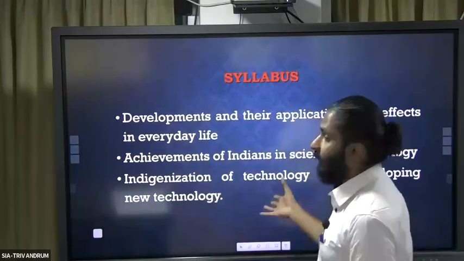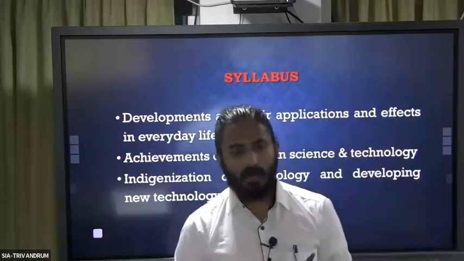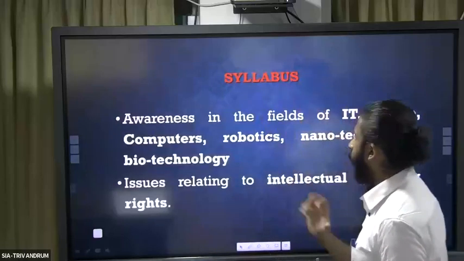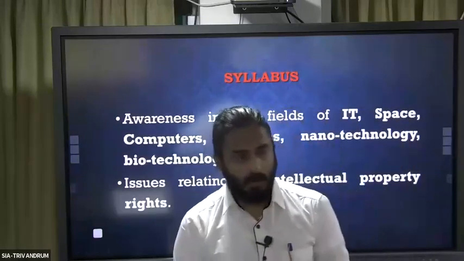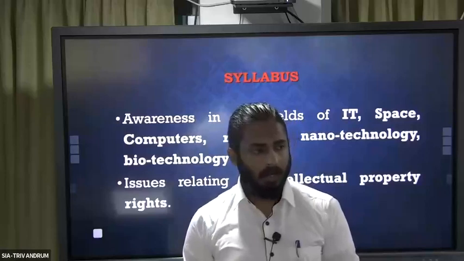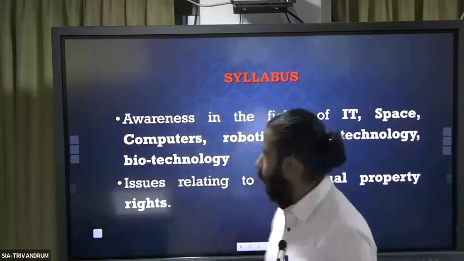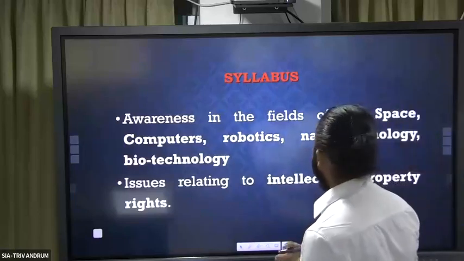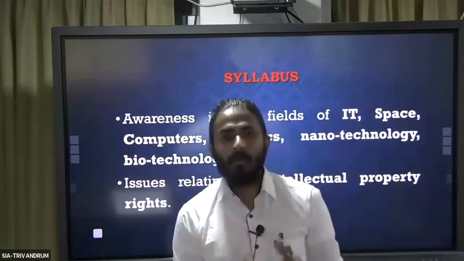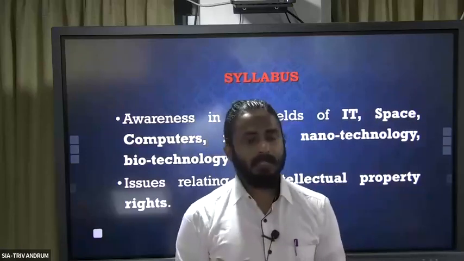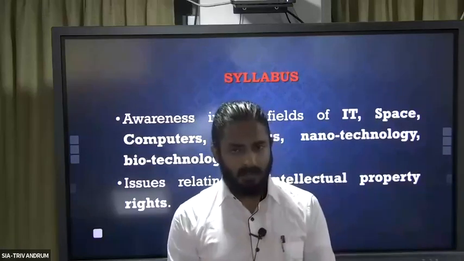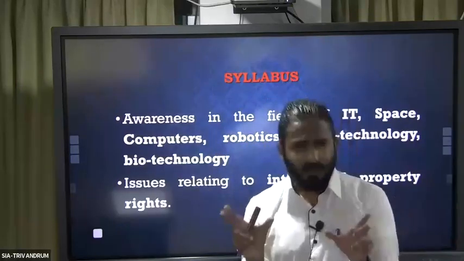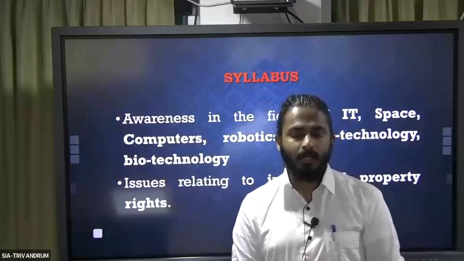Then the achievements of India and Indians in science and technology, like whatever ISRO is doing, whatever DRDO is doing; these things are important. Then there are 5 core areas they mention: ICT, robotics, nanotechnology, biotechnology, and space. These are the 5 areas, and questions keep coming from all of them. Again, I'll show you what questions and terms you should learn for prelims.